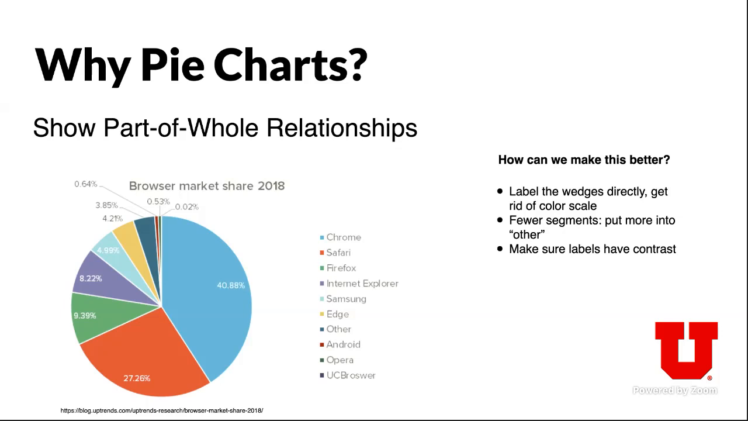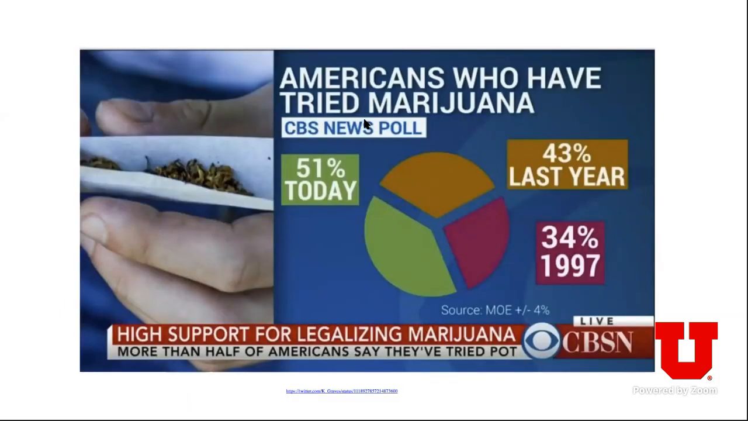And then we also need to make sure that the labels here have contrast, because the label like 4.99 is pretty light on top of this light wedge. So that's a problem. But not a terrible pie chart. But let me show you some examples of what you definitely shouldn't do. So what about this? Americans who have tried marijuana.